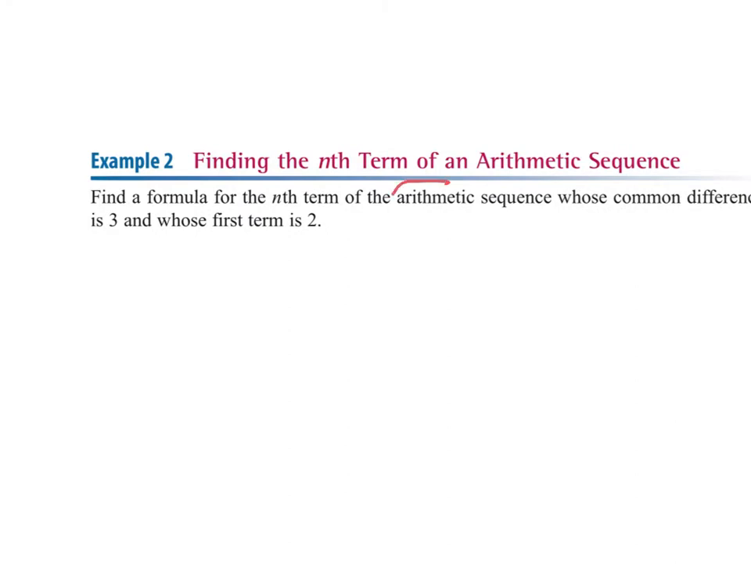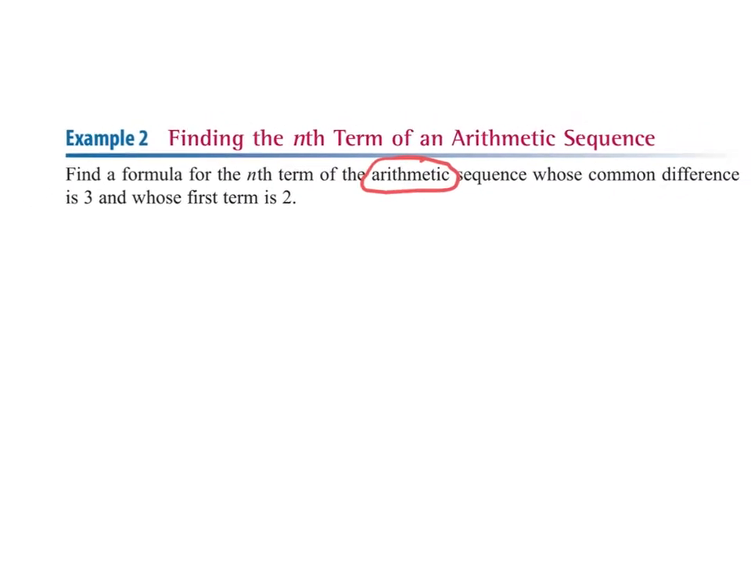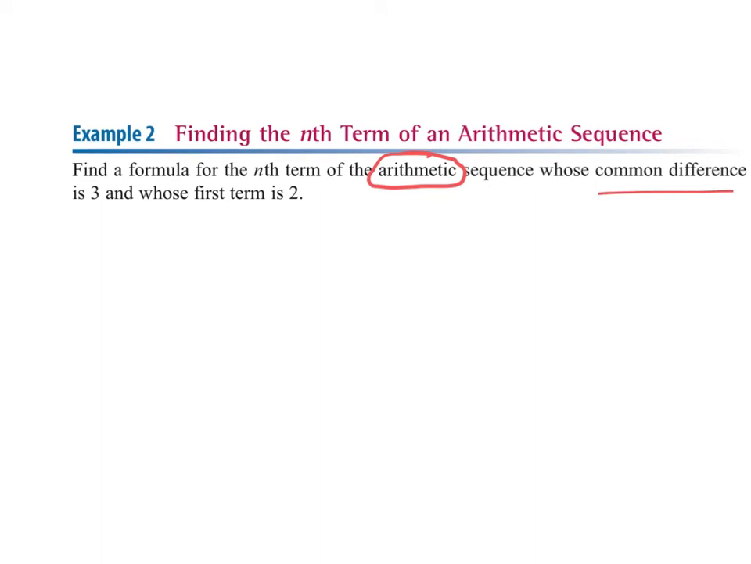It's important that they tell you what kind of a sequence it is, because what do you know you're going to do every single time to get to the next number? What does arithmetic mean? You're going to either add or subtract. That's telling you, oh, okay, I can use this formula. They tell you here that the common difference is what? So I would write d equals 3.